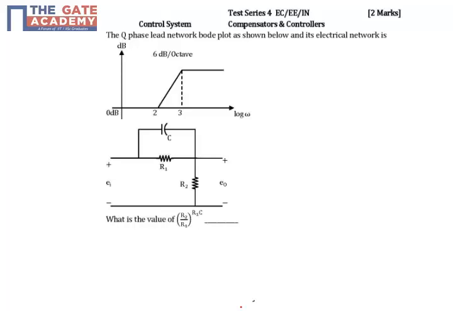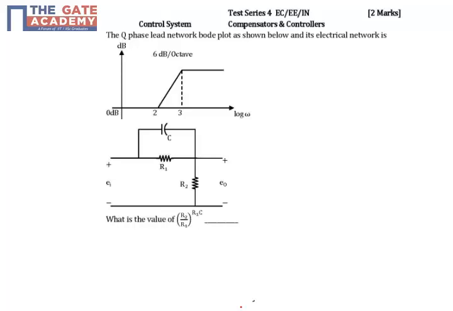In this question, we have to determine the value of (R2/R1)^(R1C). In the question, they have given a circuit and its Bode plot. We have to make use of this Bode plot to calculate the values of R1, R2 and C, and then we will make use of these values to determine whatever is asked in the question.